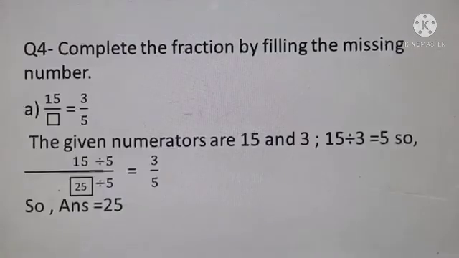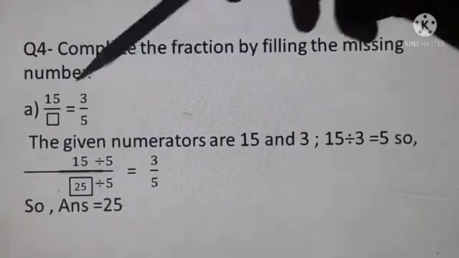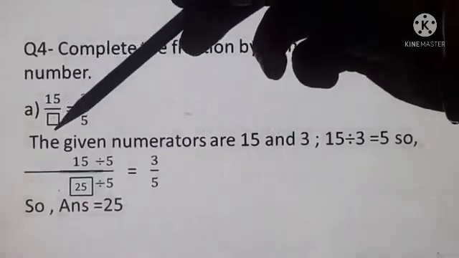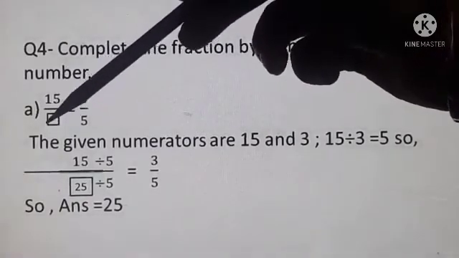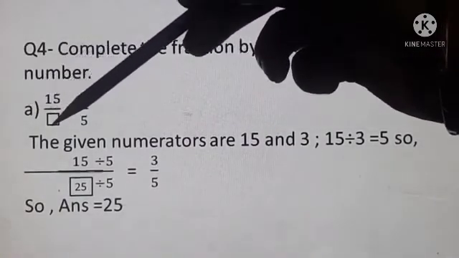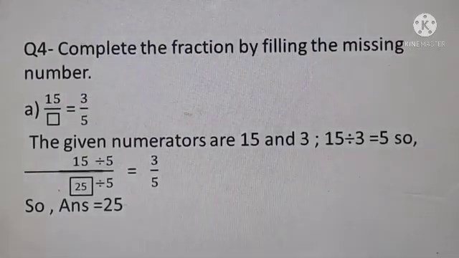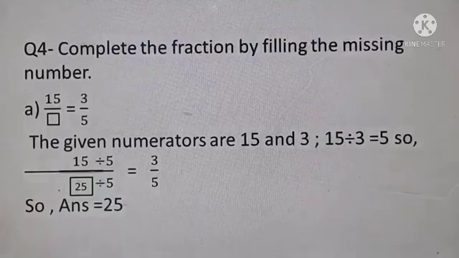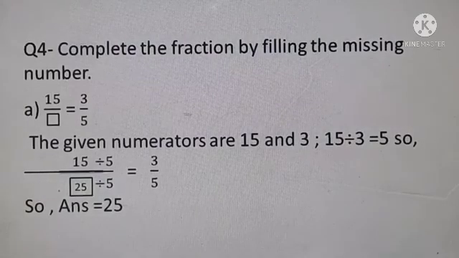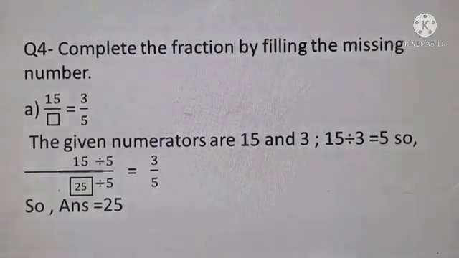Okay. Now our question number 4. Complete the fraction by filling the missing number. Now we have to complete this fraction. One number is missing here. We have to write down the number in this box. A part is that 15 upon dash is equal to 3 upon 5. Equal sign is there, so we have to find out this denominator so that these fractions will become equivalent.